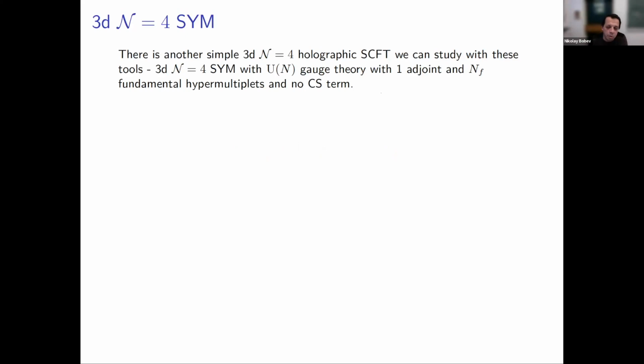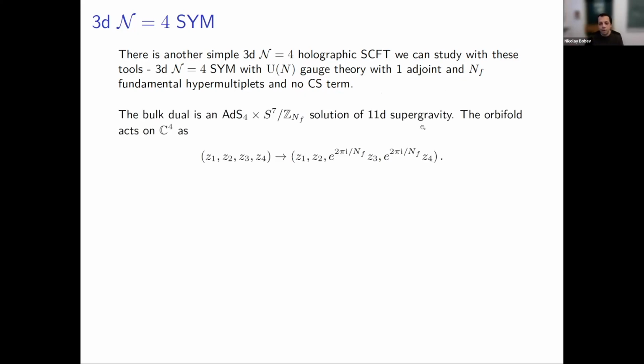This one is probably the simplest of them. It's a slightly different model. You don't have a Chern-Simons term. You have the usual Yang-Mills term with one adjoint hypermultiplet and NF fundamental hypermultiplets. This is a 3D N equals 4 usual gauge theory. And the claim is that at low energies, this will flow to a CFT, and that CFT will have something to do with M2 branes on this kind of a space.